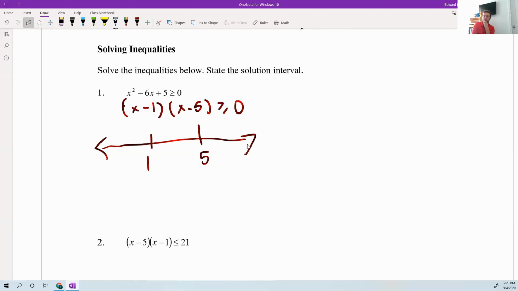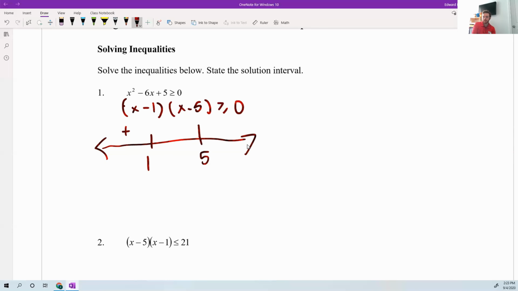0 minus 1, that's negative 1. I'm actually going to put a negative there. And then 0 minus 5, that's negative 5. That's another negative. Negative times a negative, that's a positive. Right? This graph is positive for all the values before 1.